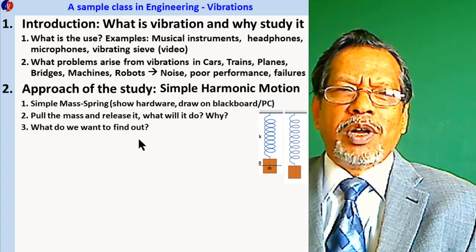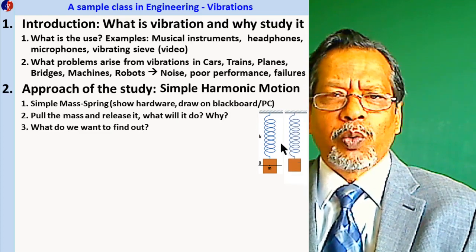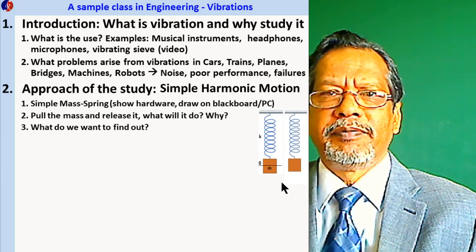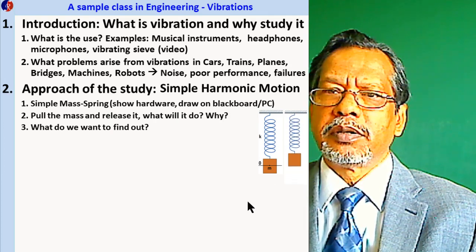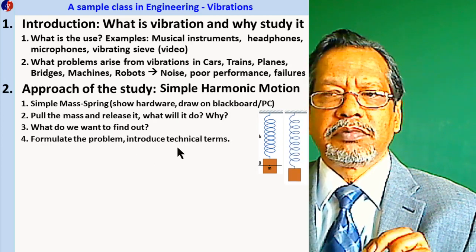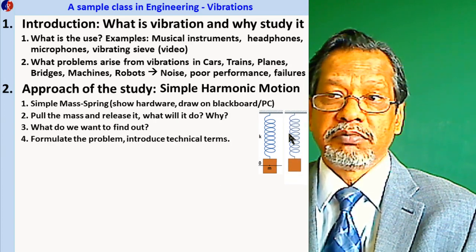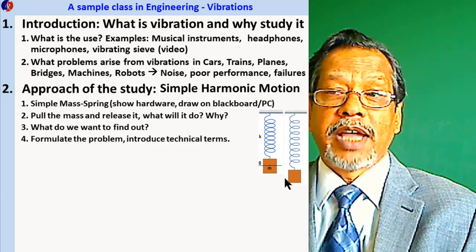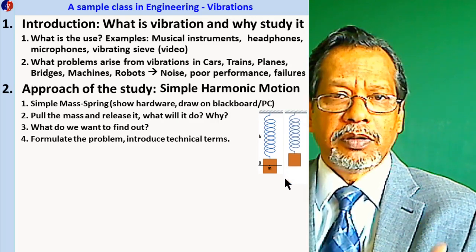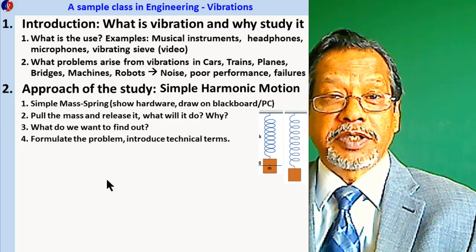All right, what do we want to find out? In your outline, you have to be absolutely clear. We are studying this, but what do we want to find out? What do we want to analyze? What do we want to know about this phenomenon, vibration? Okay, then formulate the problem, introduce the technical terms necessary to describe, for example, vibration, spring constant, mass spring, amplitude, frequency, time period, okay, all that, sinusoidal, all these terms you have to introduce. So I'm showing the outline. I'll go into the details later how I do it.